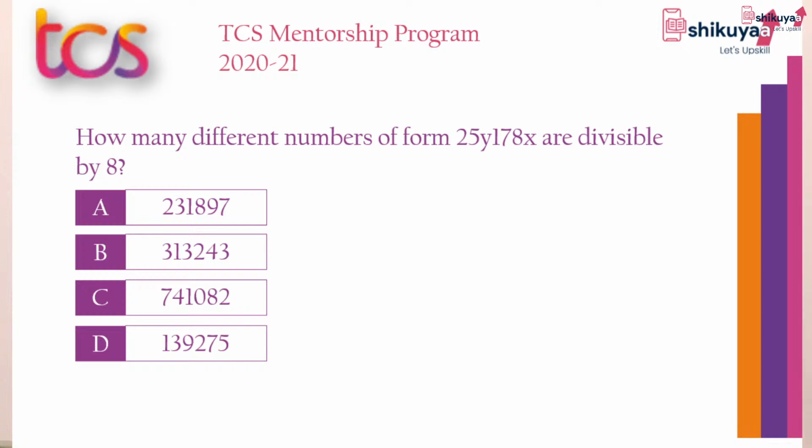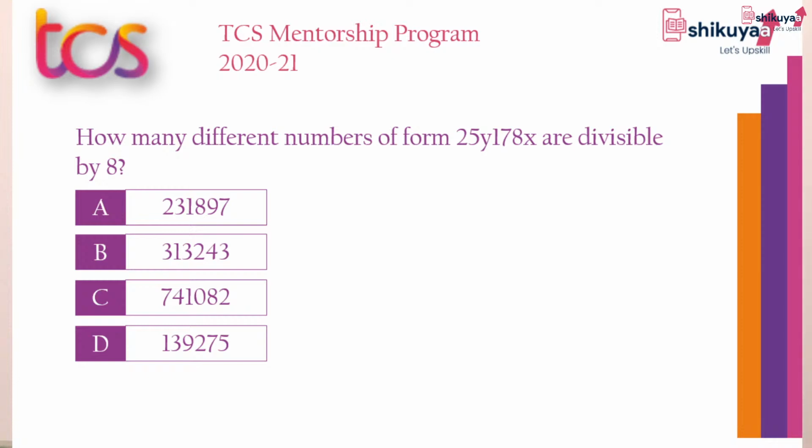How many different numbers of the form 25y178x are divisible by 8? There is a 7-digit number, and they are asking how many different forms of numbers may be available. Unfortunately, there is a typing error, because the answers in the given problem, A, B, C, D, are different from this. So don't look at the options. The options are something different, like 4, 10, 1 or 0.